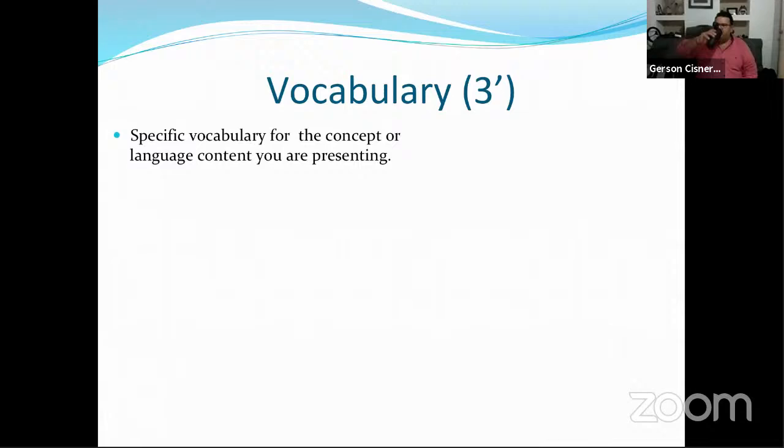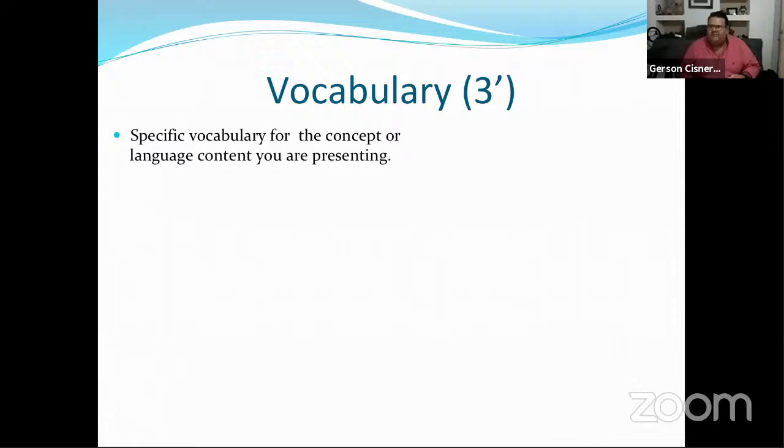Sure. Specific vocabulary for the concept or language content you are presenting. Very good. Why is this important? Remember last week in the chart, there was a column that said possible problems, remember? And what was possible problem number one? Lack of vocabulary, always. Always is problem number one, lack of vocabulary.